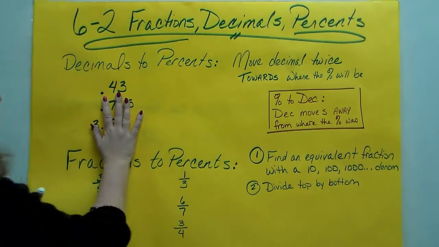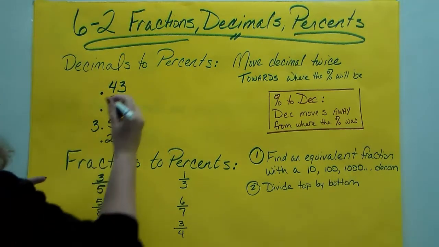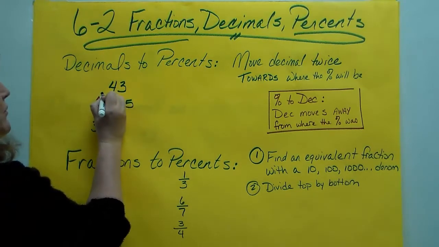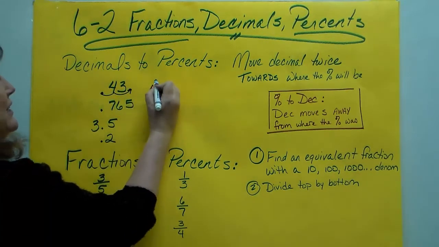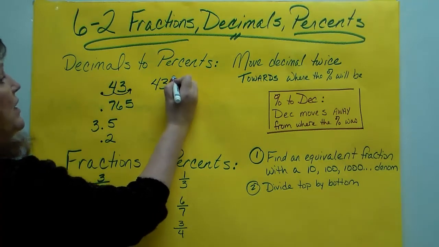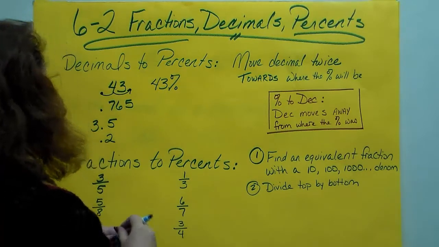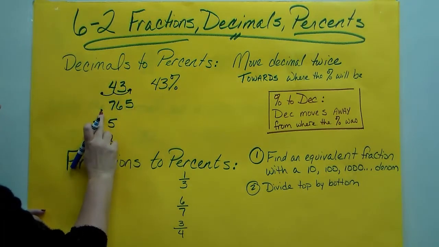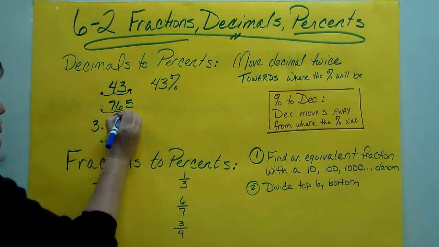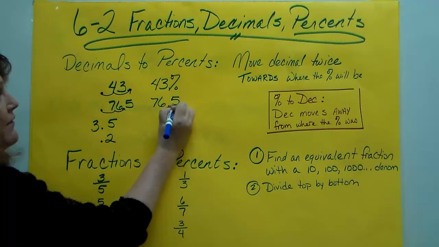I've got here, we're going to start with 43 hundredths, 0.43. I'm going to take my decimal and I'm going to move it 2 times towards where that percent is going to be. So that's going to be 43%, and then I don't need that decimal there anymore. 0.765, 765 thousandths, I'm going to move my decimal again 2 times, and that's going to be 76 5/10%.